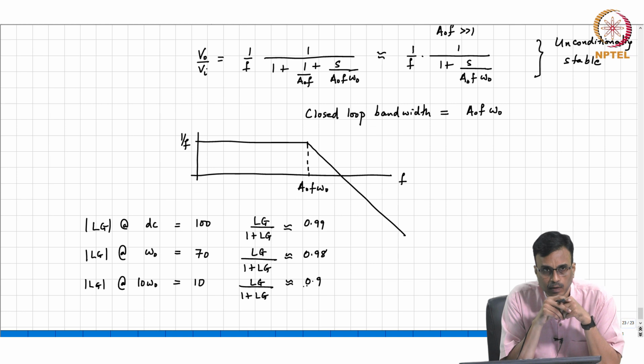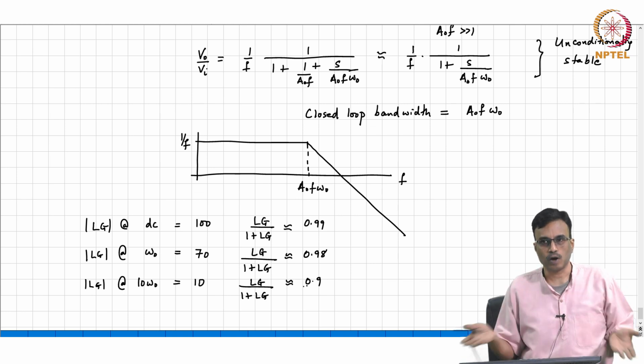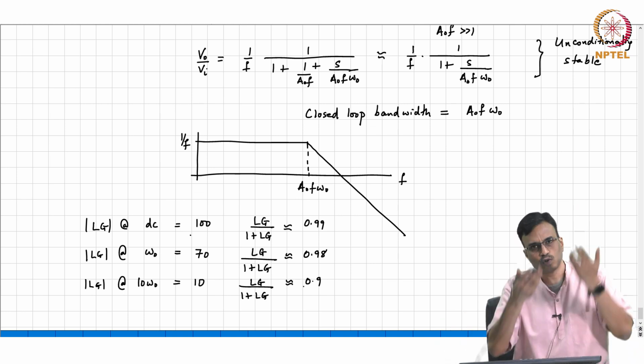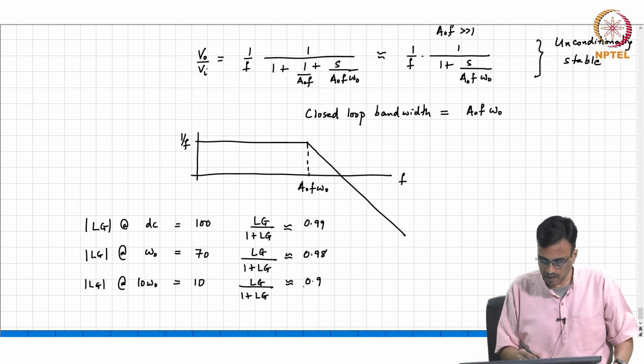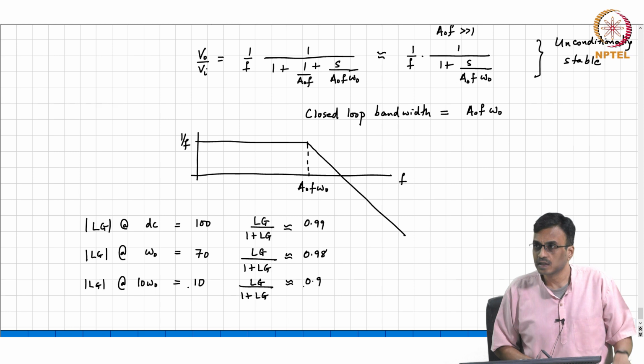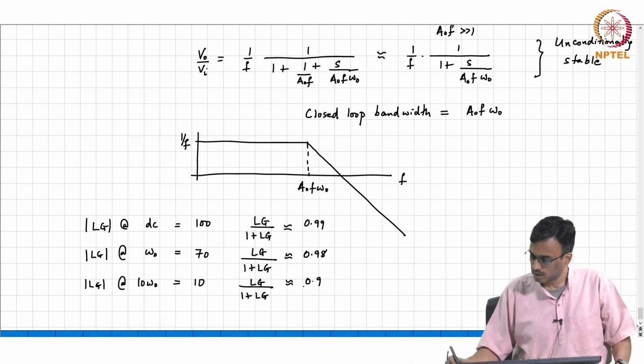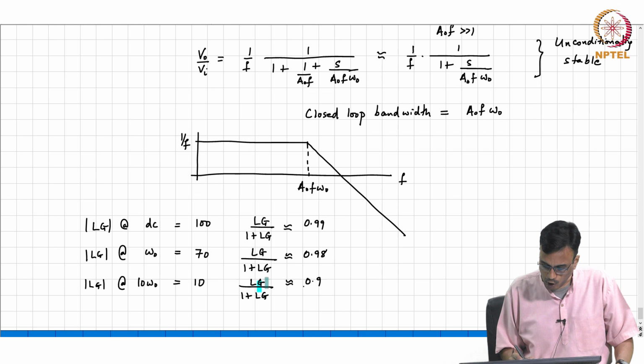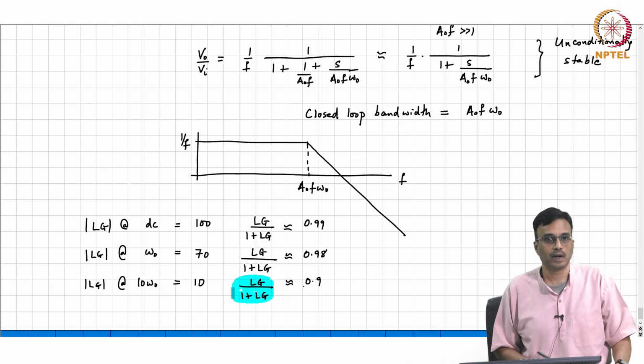Okay. So when will this party stop? This is basically saying that you can keep reducing loop gain and we do not seem to see much effect in the magnitude of the closed loop gain. So when will this start falling? In other words, when will this stop being close to 1?